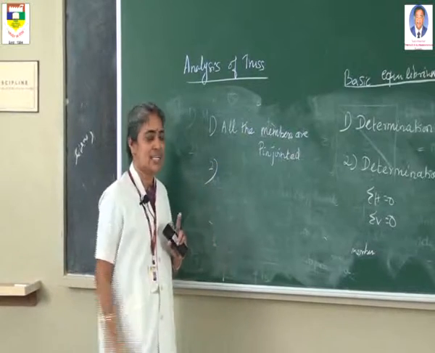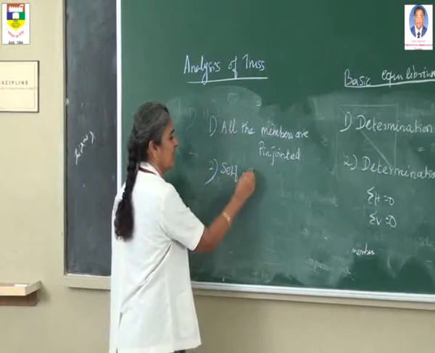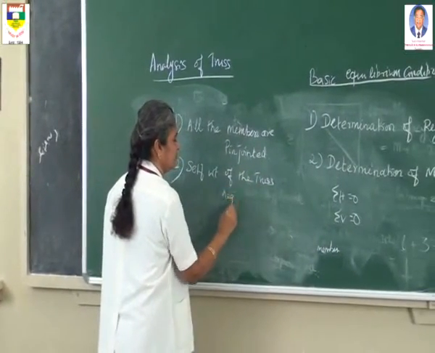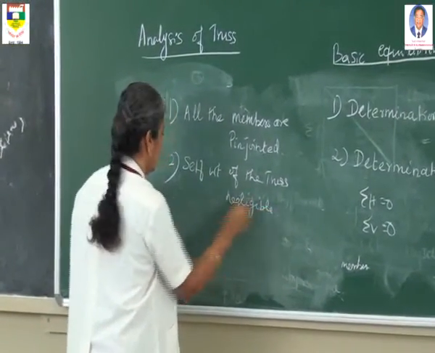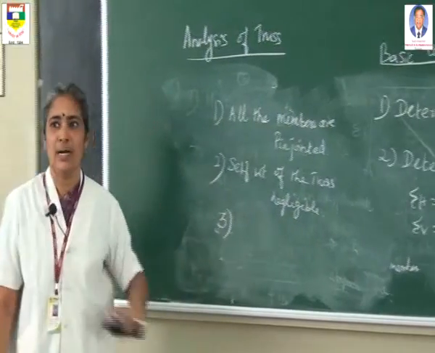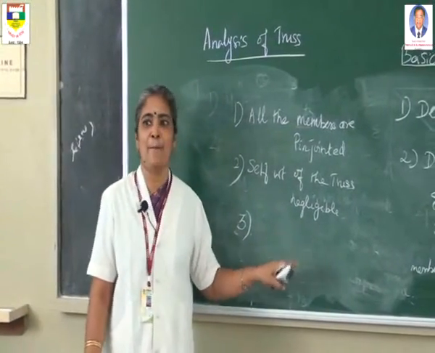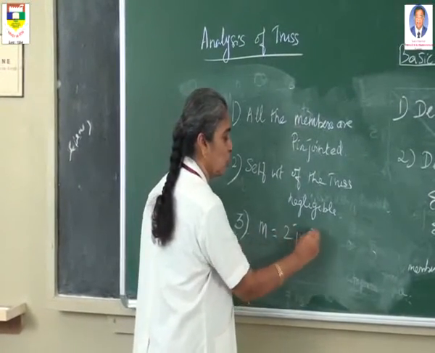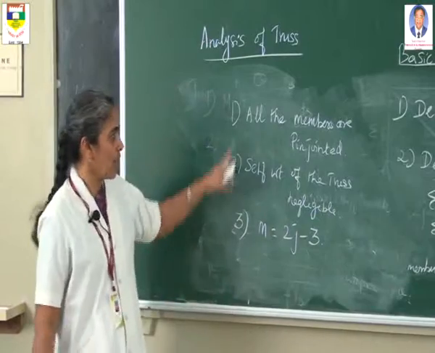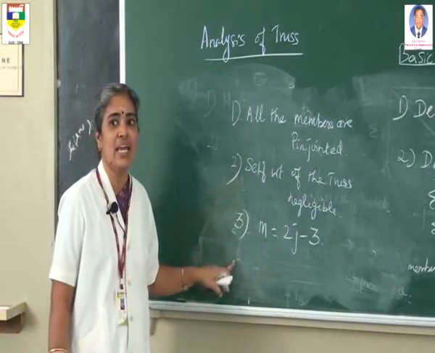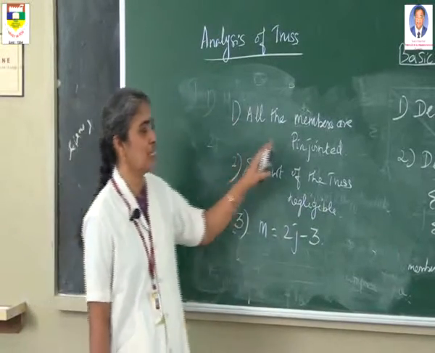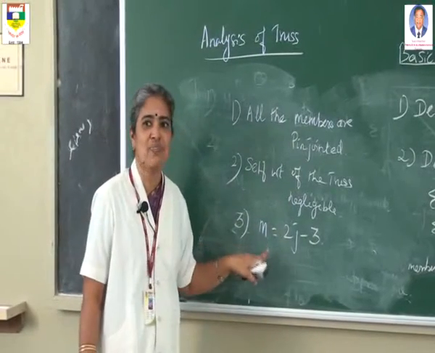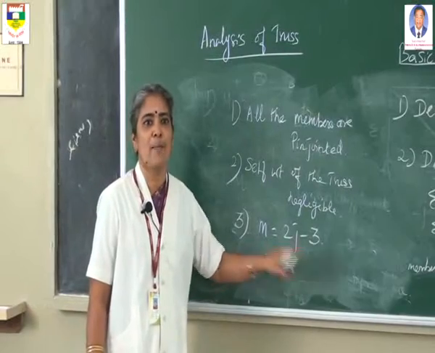The second assumption is that the self weight of the truss is negligible. The third assumption is that the frame should be a perfect frame. Perfect frame means it should satisfy the condition m equal to 2j minus 3. So these three are the assumptions in the method of joints: all the members are pin jointed, self weight of the truss is negligible, and it should satisfy the condition m equal to 2j minus 3.